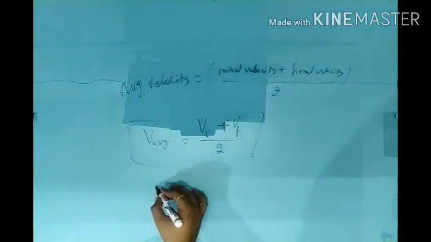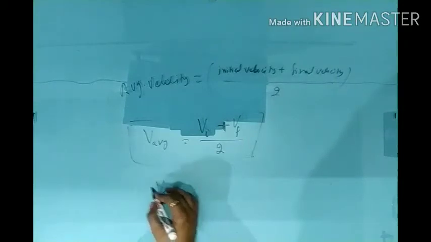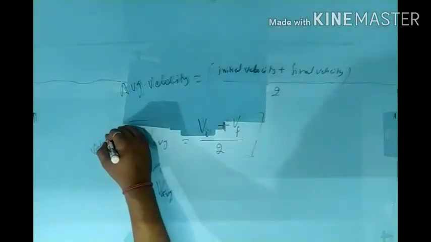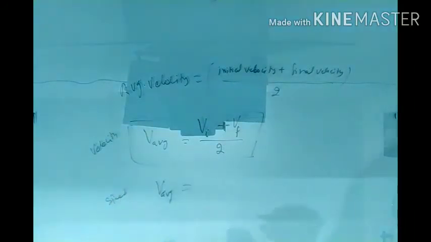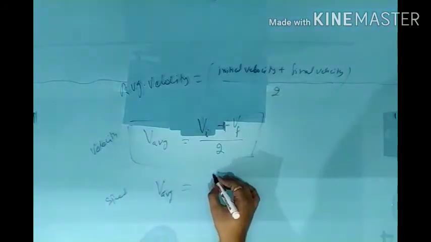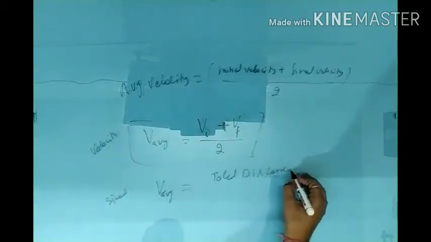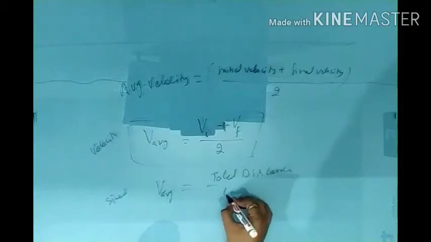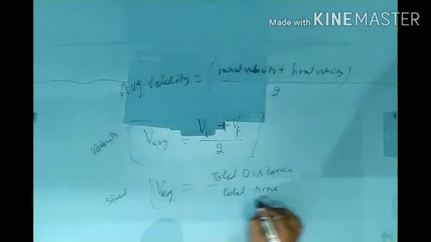Now in case of average speed, this formula is different, that is total distance over total time. Please note down these two formulas. So let's do an example for average velocity.